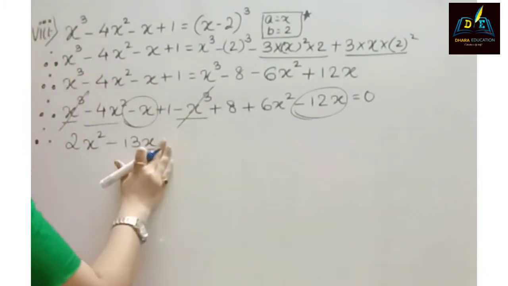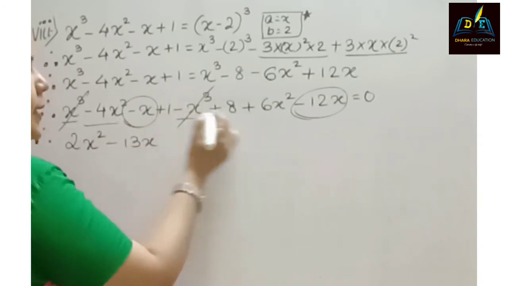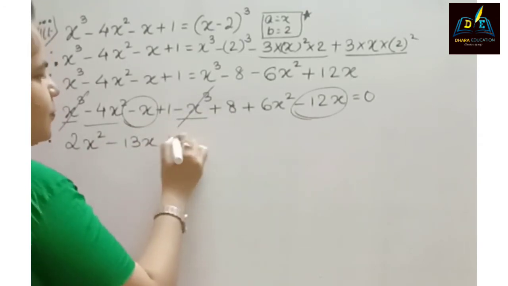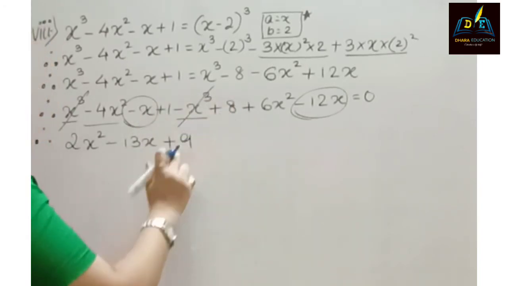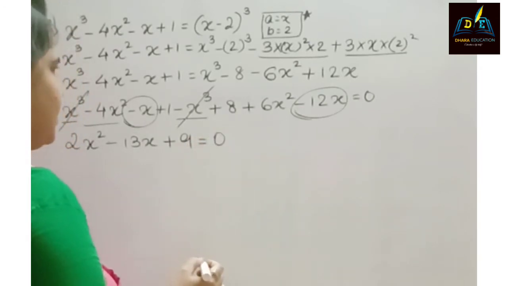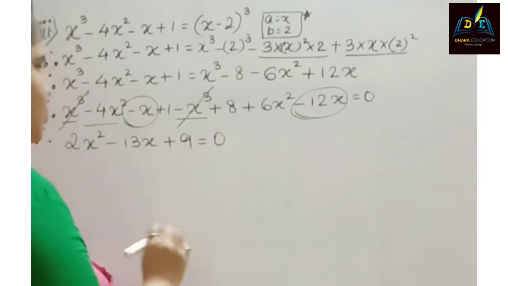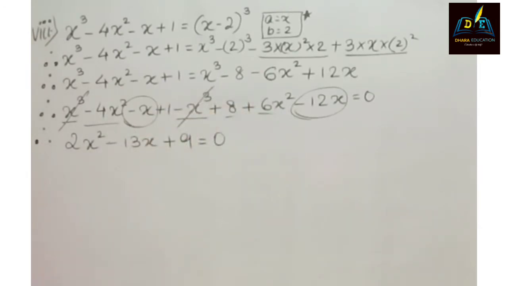Alright. Now what is left is here plus 1 and plus 8 will give you plus 9 is equal to 0. So is something missing? No, nothing is missing. I have taken all the terms very nicely. If you want to check, you can check it once again when you are solving.